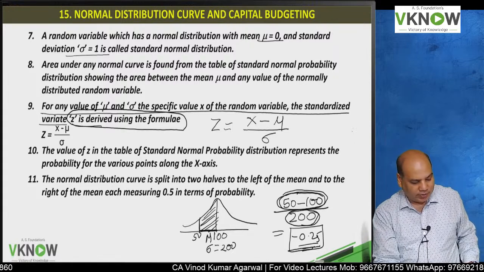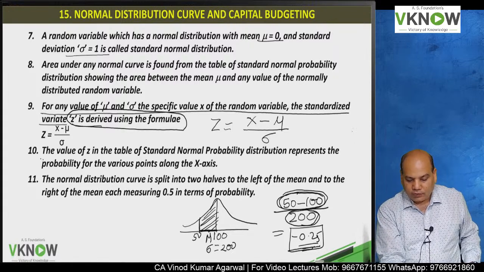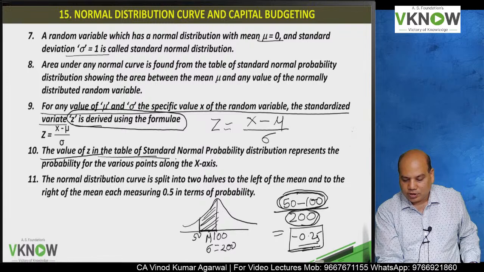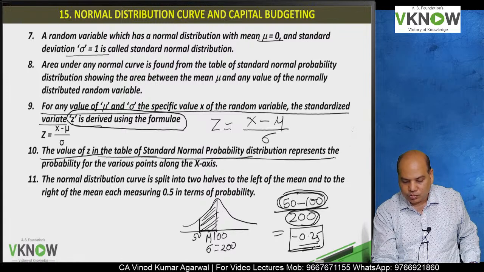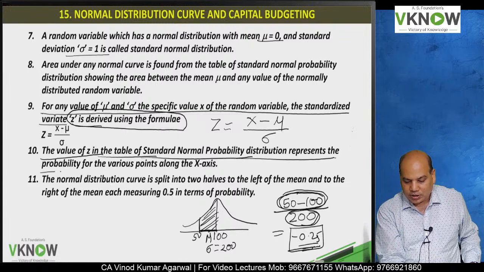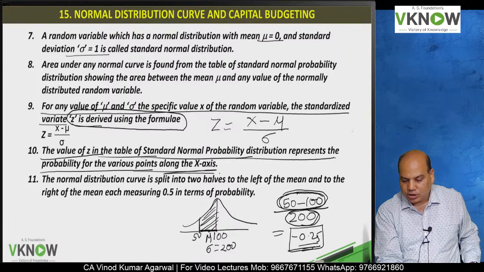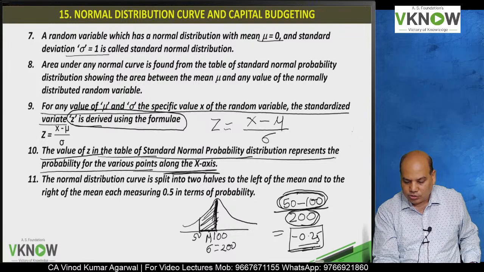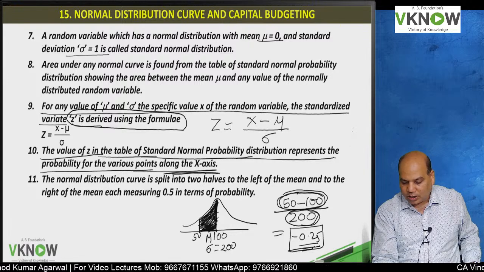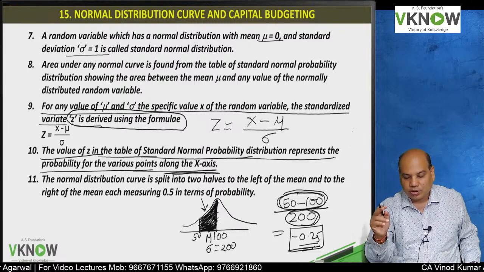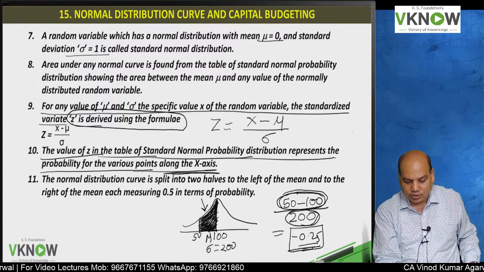Okay, point number 10. The value of z in the table of standard normal probability distribution represents the probability for various points along x-axis. So the normal distribution tells you probability of a number between mean and a given number. If you want the probability of this area, refer the normal distribution table.